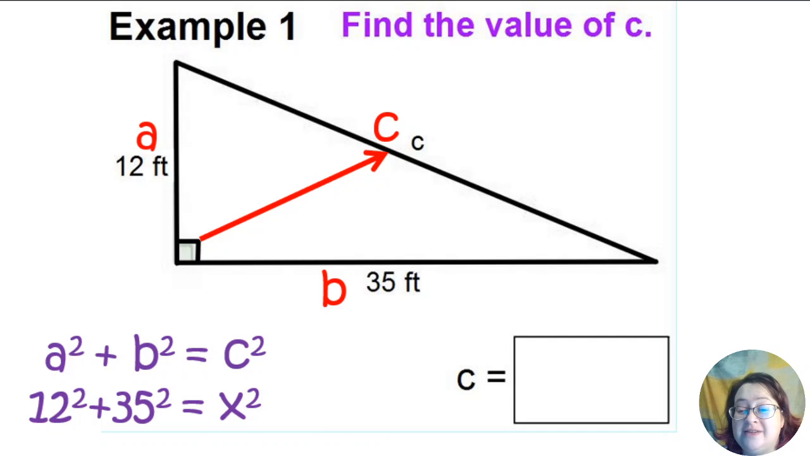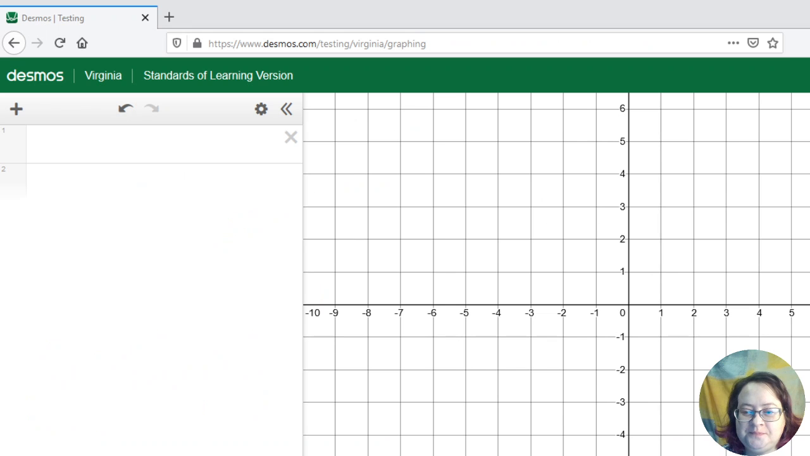Remember, I can't graph a C when I go into Desmos. So you see, all I did was I subbed 12 for A, 35 for B, and x for C to figure out what I need. So now we're going to go over to Desmos and plug this in. Okay, now in Desmos, I can just plug in my numbers. We had 12 squared plus 35 squared equals x squared. So remember, when we solve equations, we just type it all in.